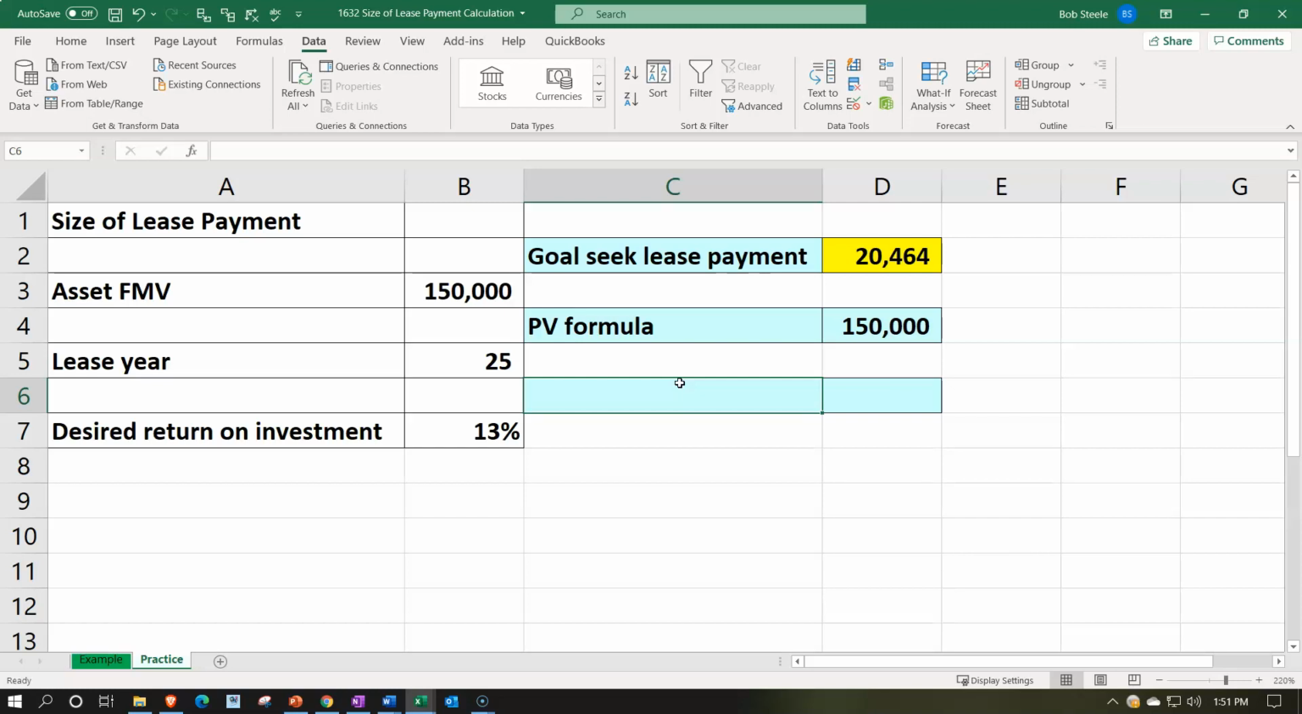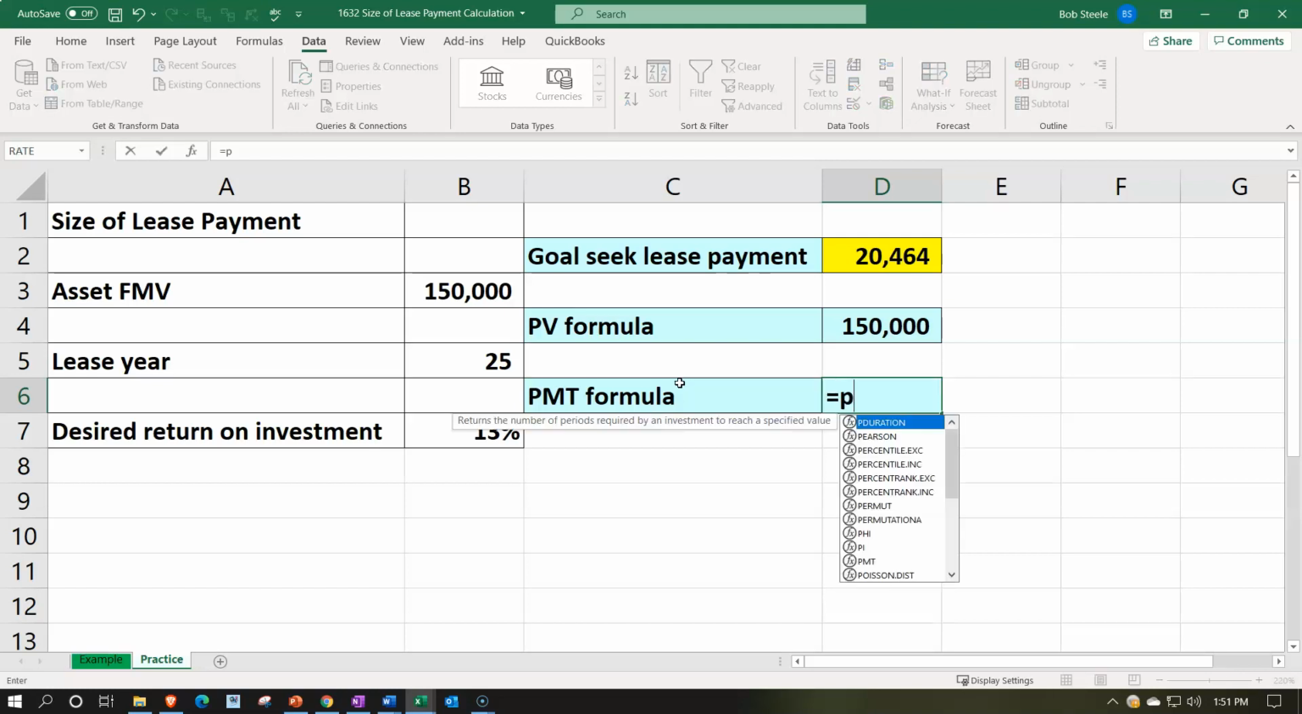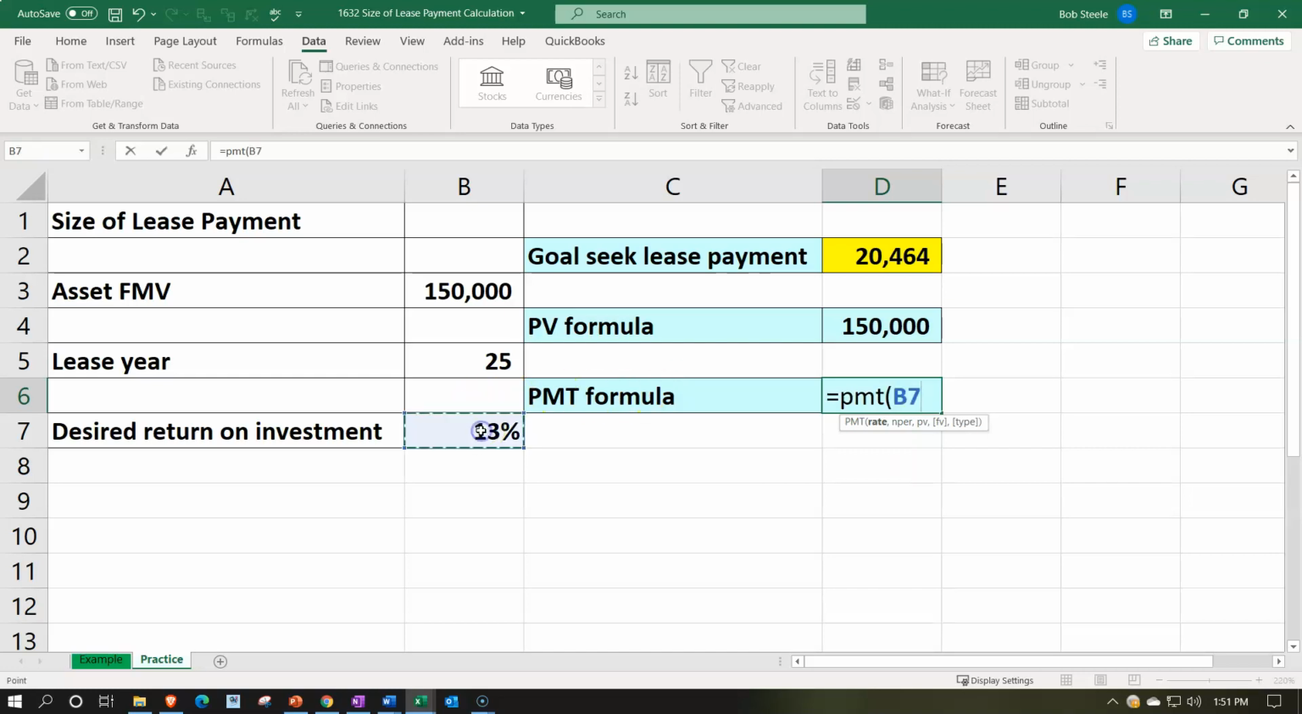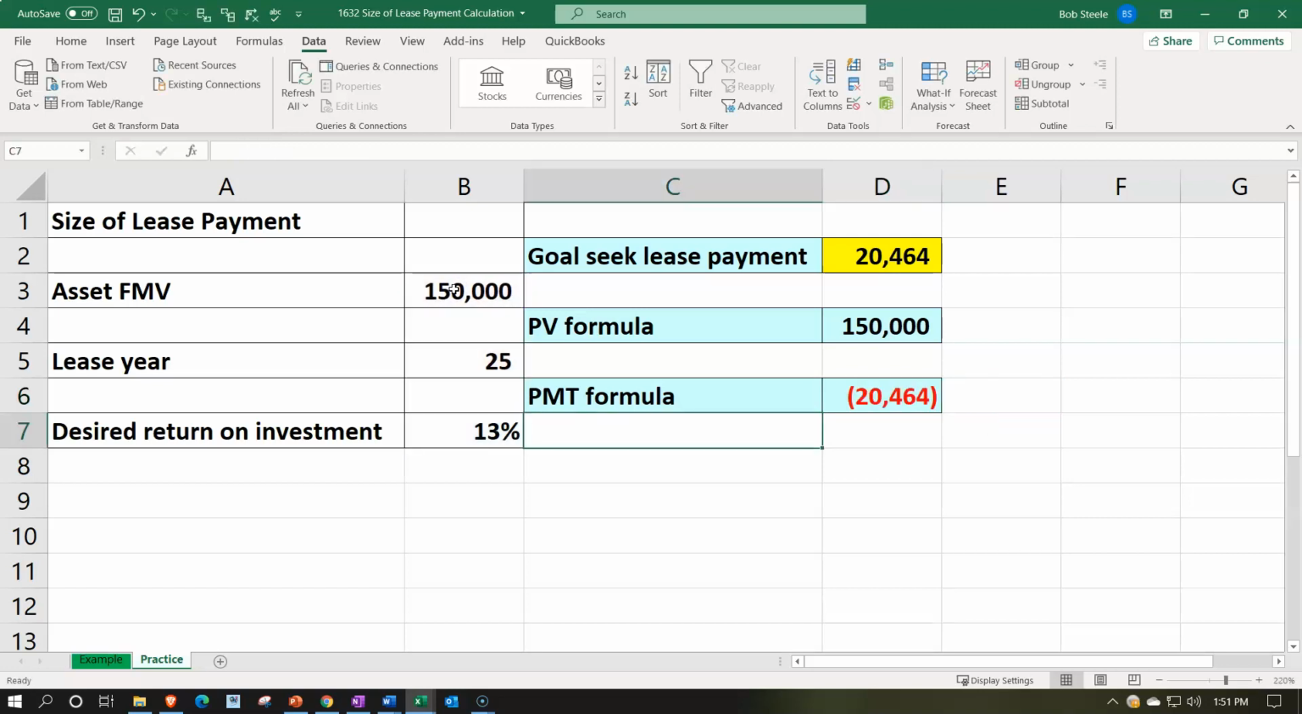So for example, if we use the payment formula, we could say this is going to be equal to the payment PMT formula, and we want to pick up the rate, which is going to be the 13%, comma, number of periods is going to be 25, and then comma, and the present value is the 150,000. So there we have that, and enter. That gives us once again the 20,464.